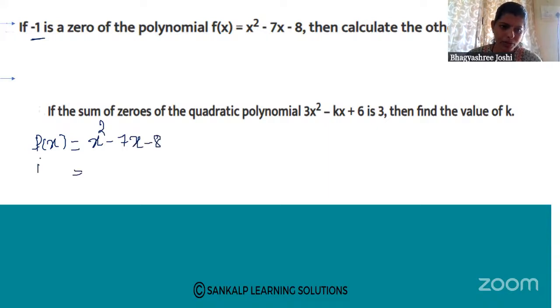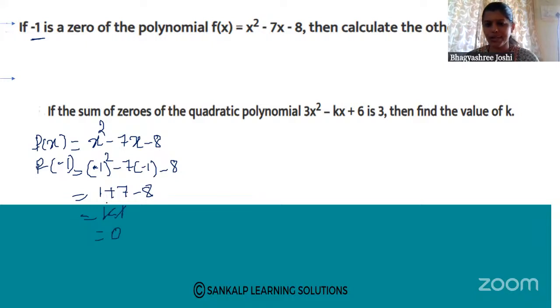If I substitute f of minus 1, what will you get? Minus 1 square minus 7 into minus 1 minus 8. Minus 1 square is 1, minus into minus is plus 7, minus 8. So 1 plus 7 minus 8 gives minus 1 plus 1, which cancel. You will get 0. So this is another zero. Or if you do it by the factorization method, that is also correct. Okay, next.